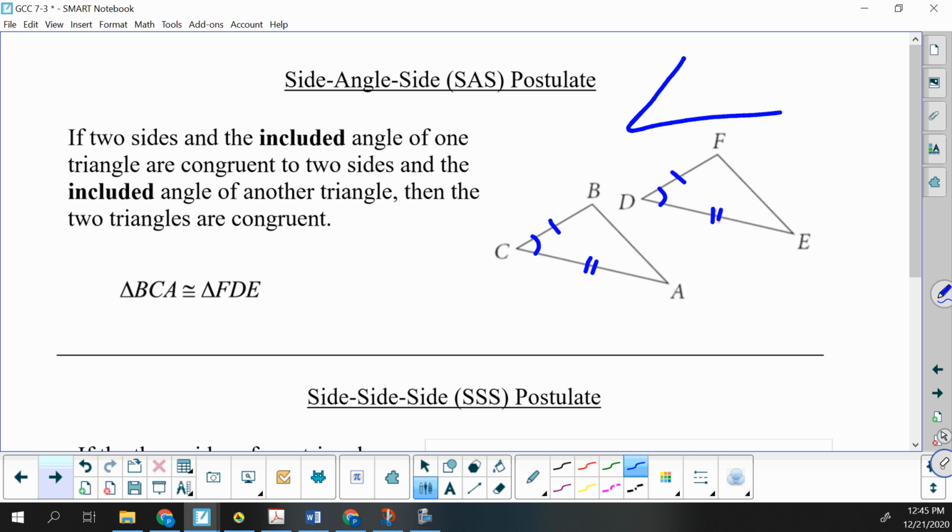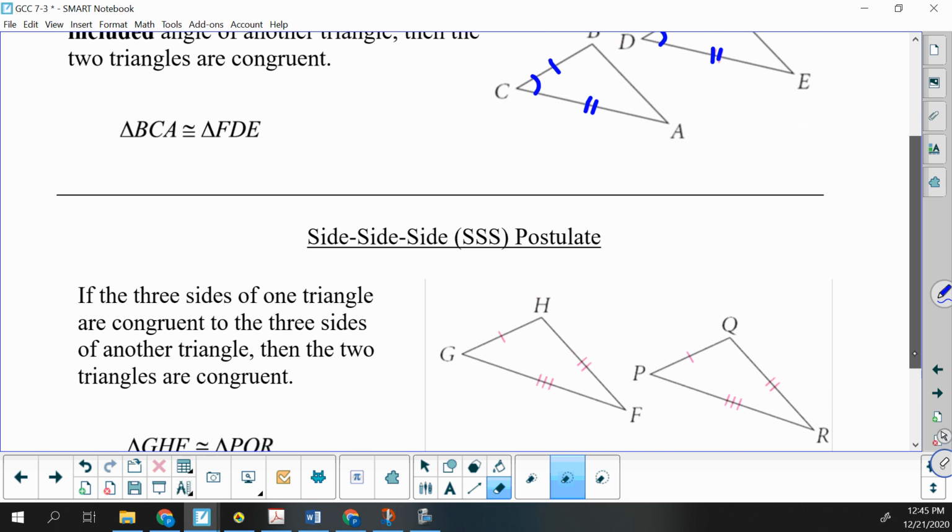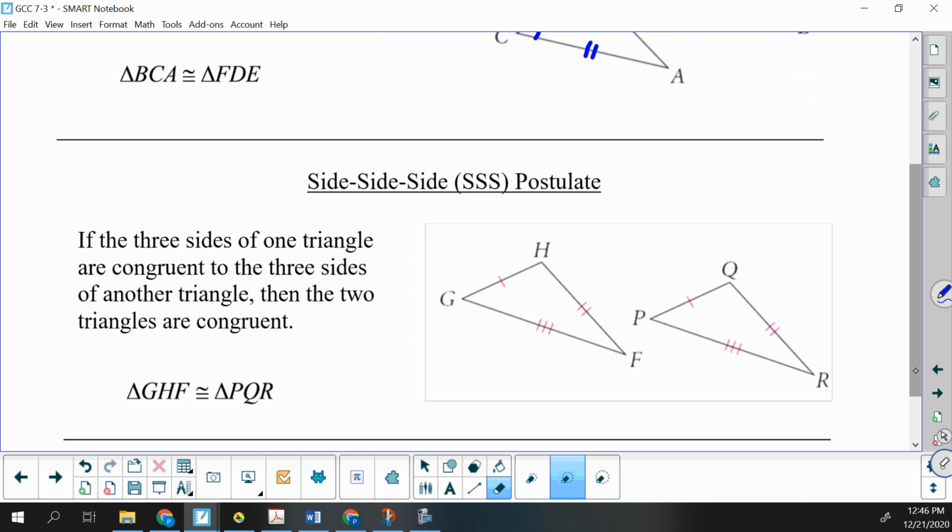If you had something like this, like say that, and then this angle, that's not side angle side because the angle is not in between the sides. The next one is side, side, side. If you have all three sets of corresponding sides congruent, then you will have congruent triangles. So the 1 mark matches with the 1 mark, the 2 with the 2, and the 3 with the 3. Now these statements over on the bottom left here are what's called a congruent statement for the triangles. And we'll be working with those a little bit today.